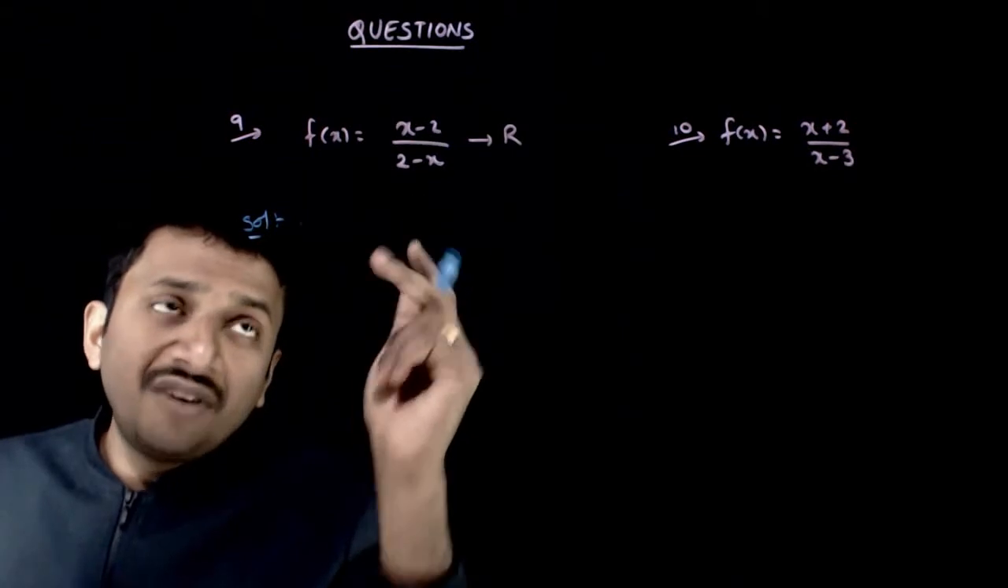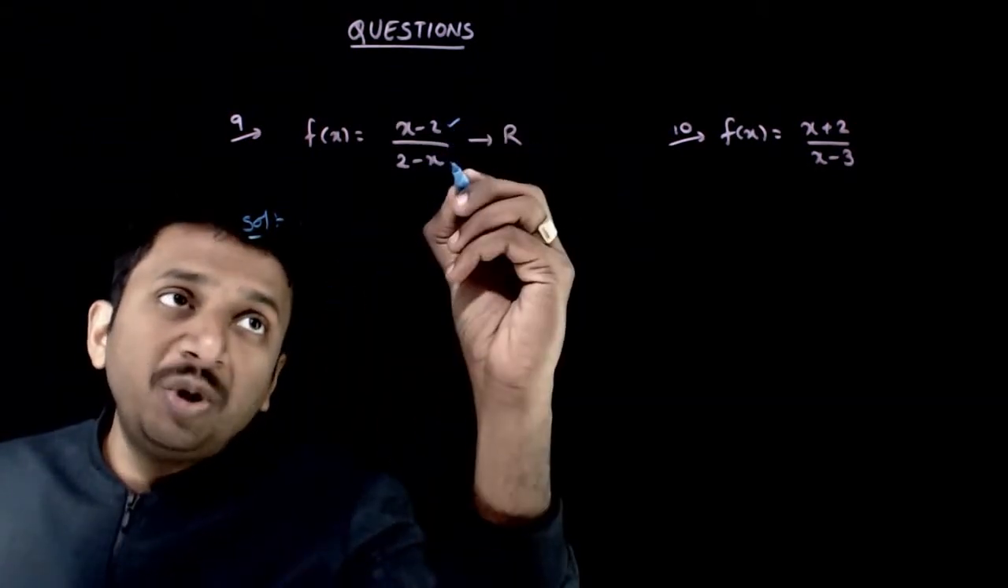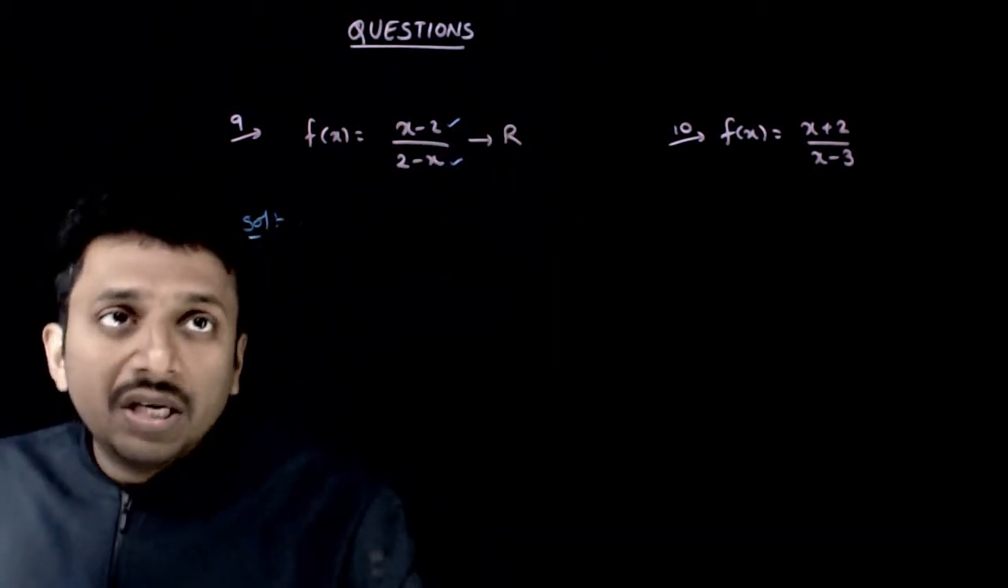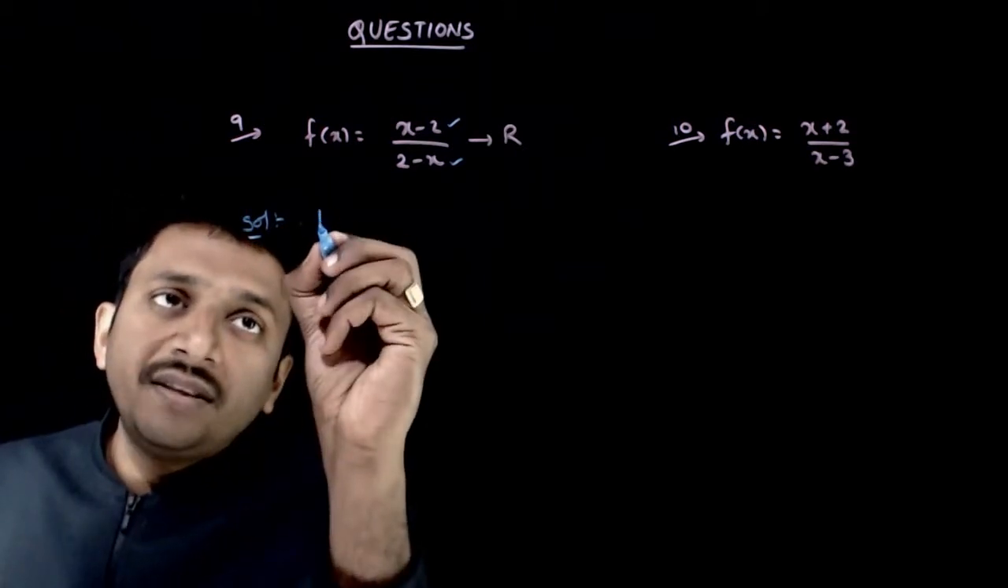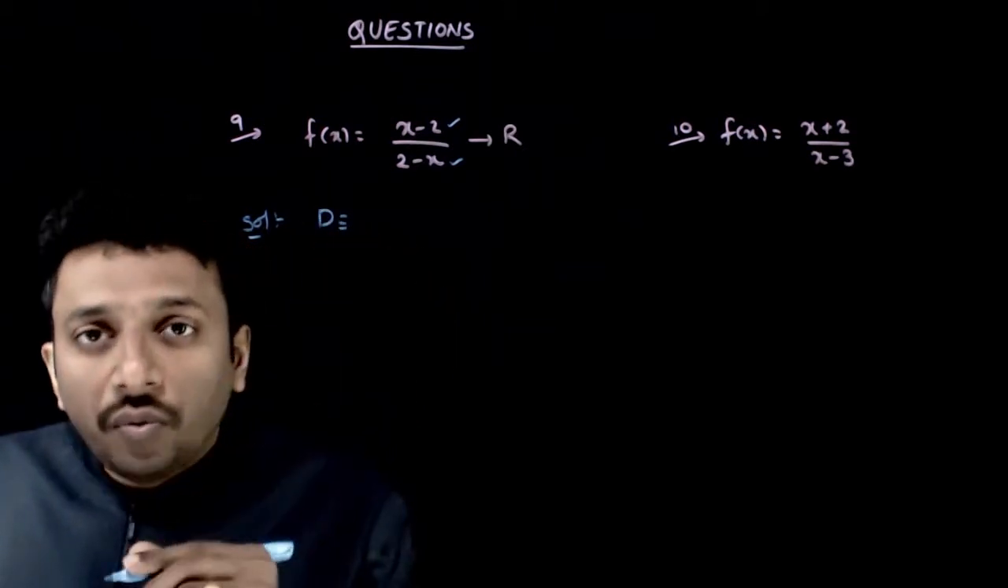As you can see, this is a very straightforward function. You have x minus 2 in the numerator and 2 minus x in the denominator. So first, before finding the range, let me find the domain of this function. So what is the domain of this?